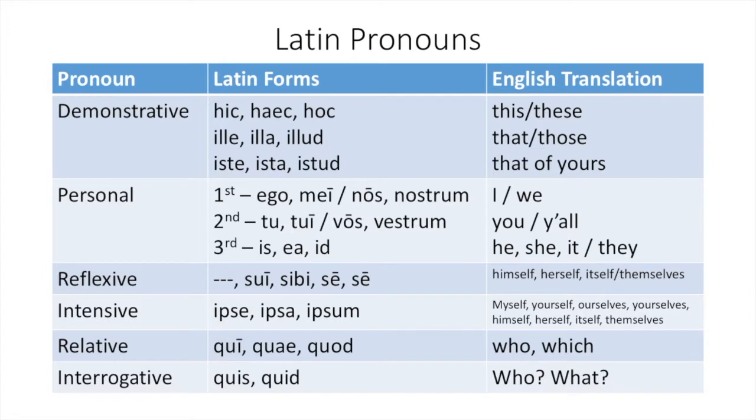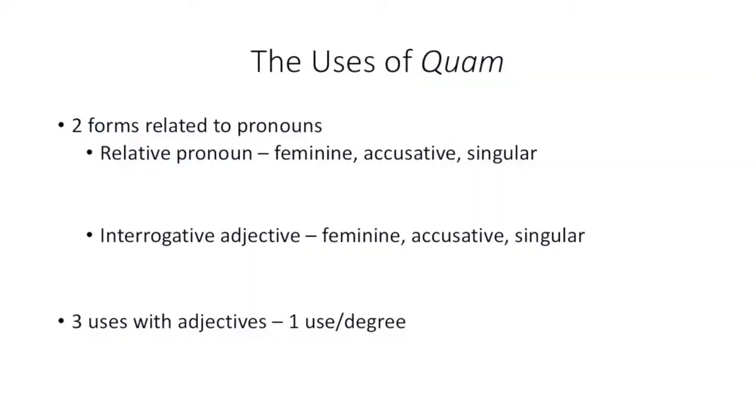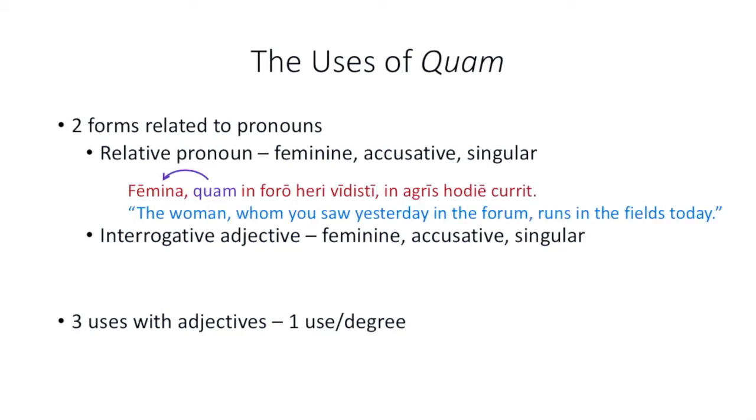And as you've probably guessed, they're the ones that relate to the last 2 pronouns that you learned, the relative pronoun and the interrogative pronoun. So they're both feminine accusative singular forms, one of the relative pronoun and one of the interrogative adjective. And the relative pronoun, these are like in the phrase, the boy who cried wolf.